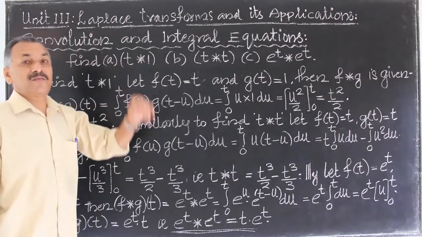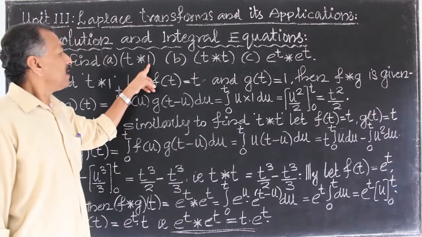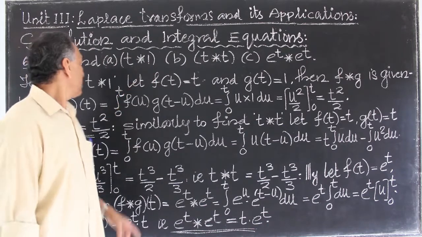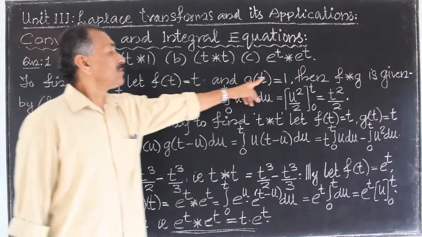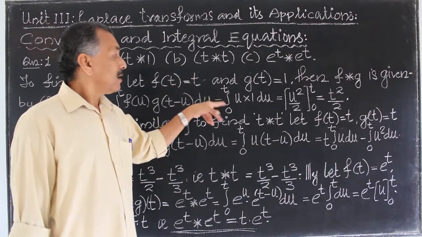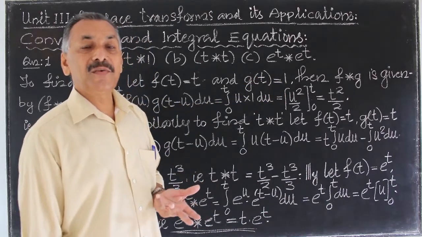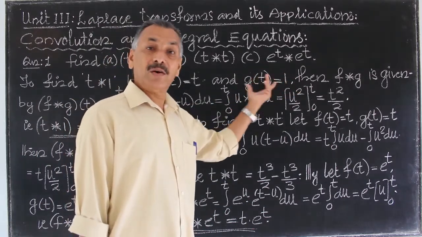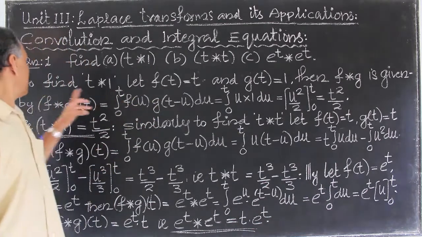For example, consider t star 1, the value of t star 1. To find t star 1, let f of t is equal to t and g of t is equal to 1. Then what is f of u? f of u is u. g of t is equal to 1 for any t. Whatever the variable is, the function gives the value 1: g of 1 is 1, g of 2 is 1, g of u is 1, g of t minus u is 1.